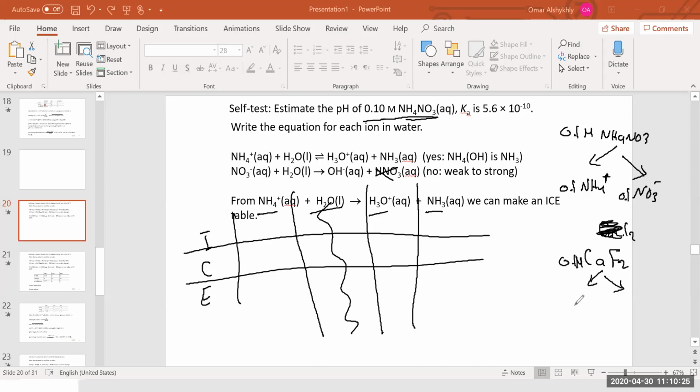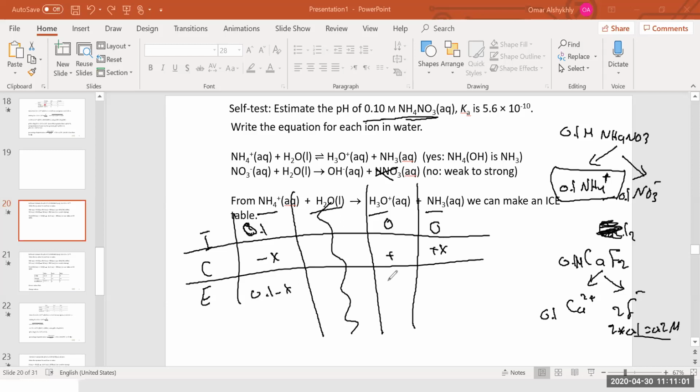Look how it will work. It will dissociate to Ca 2 positive and 2 F negative. So here will be 0.1, and here will be 2 times 0.1 molar, so 0.2 molar. So be careful. We need to know what we're going to put here. So here, ammonium 0.1, and 0 for the products: minus x, plus x, plus x, so 0.1 minus x, and here x and x.